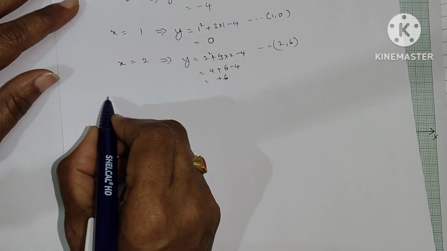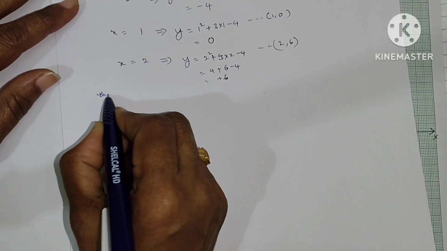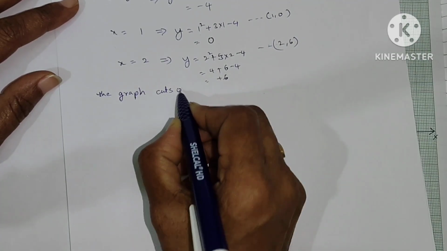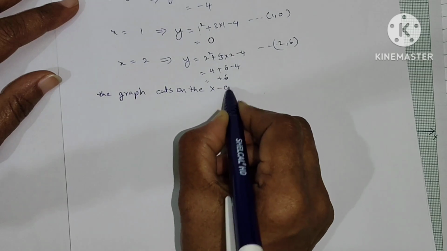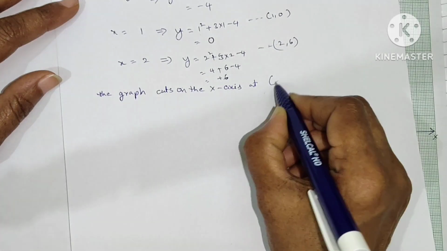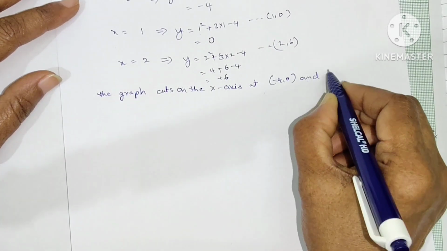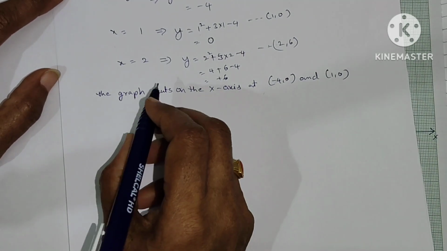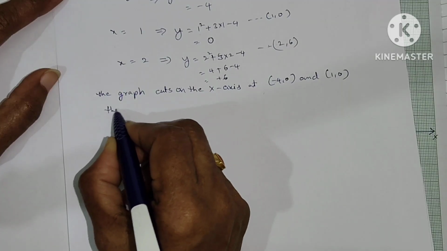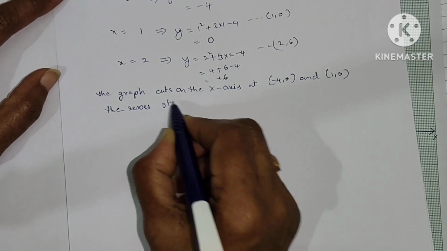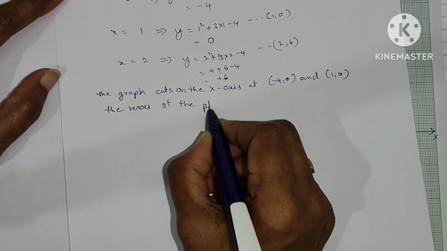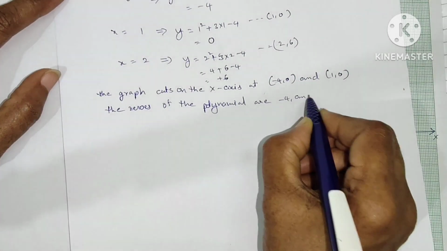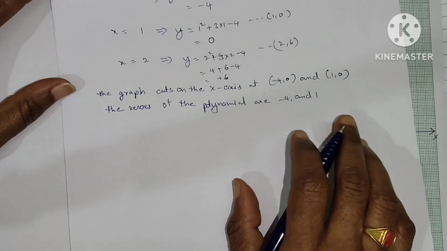So the given graph cuts the x axis at minus 4 comma 0 and 1 comma 0. So here are two solutions. So the zeros of the polynomial are minus 4 and 1. These are the zeros of the polynomial.